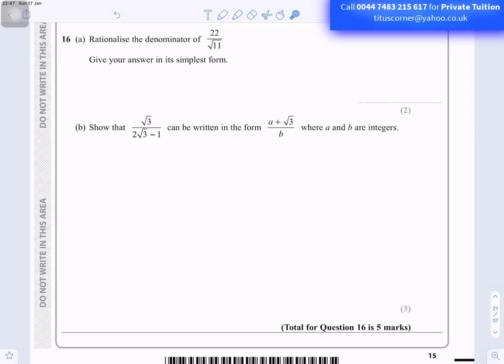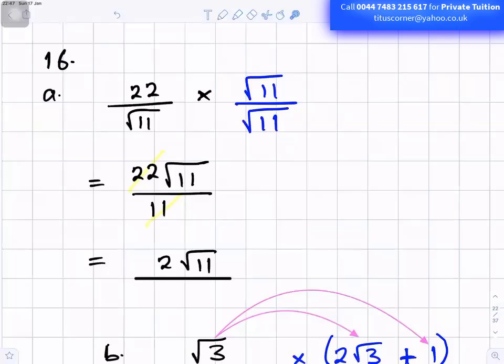Part B, show that square root of 3 over 2 root 3 minus 1 can be written in the form a plus root 3 over b, where a and b are integers. So for 16a, we will multiply by square root of 11 divided by square root of 11, because square root of 11 divided by square root of 11 is like 1. So it's like multiplying by 1, and that doesn't change the answer.